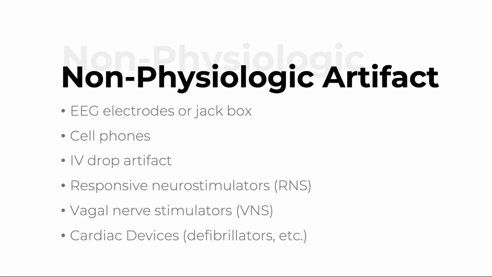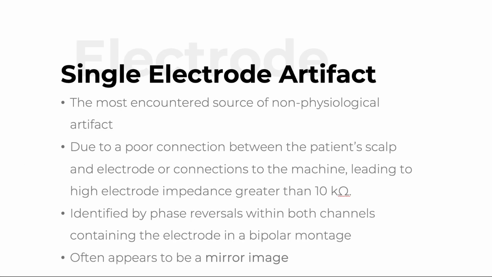And let's go through that real quick. So single electrode artifacts are the most common source, as I mentioned. And this is due to a poor connection between the patient's scalp and the electrodes and/or the connections of the electrodes to the machine. And there's often a high impedance greater than 10 kiloohms. This is identified by phase reversals within the channels that are involved, and they appear more or less like a mirror image. So this is very easy to see, but there's like a common shared electrode between two adjacent channels of kind of a mirror image.